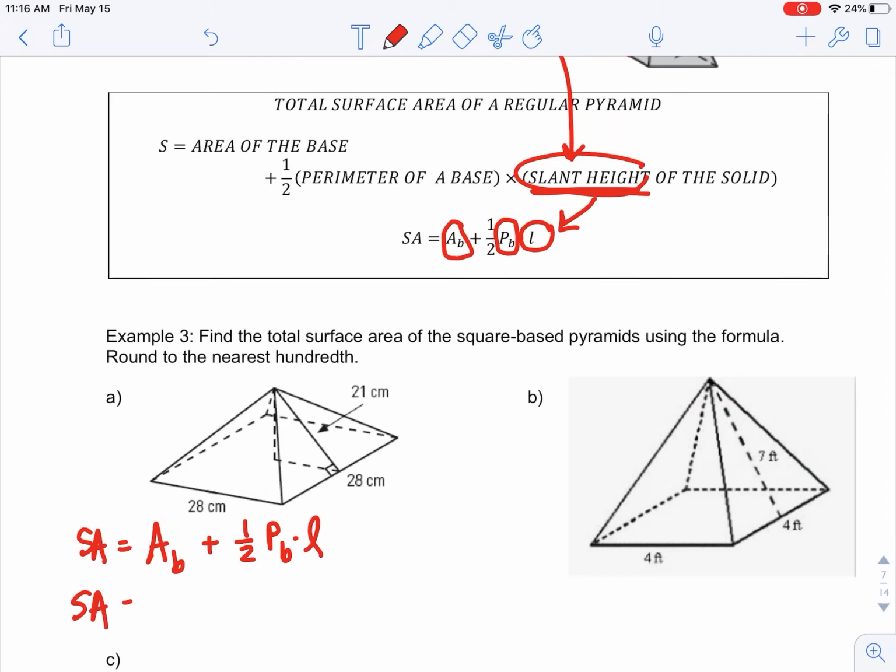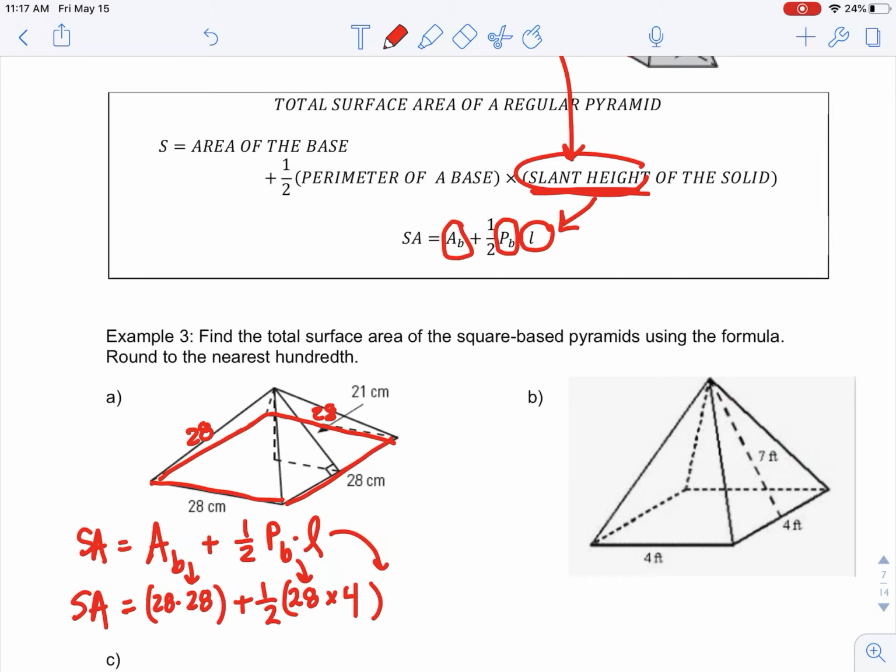All right, so this is a square pyramid, which means the area of my base is just length times width. So 28 times 28 plus 1/2 the perimeter of my base. Remember perimeter, we add up all the sides. So there's another 28 over here and another 28 over there. So that's 28 times 4, 28 plus 28 plus 28 plus 28. And then L is this number right here. That's that slant height leaning on the side. So in this case, that's 21.